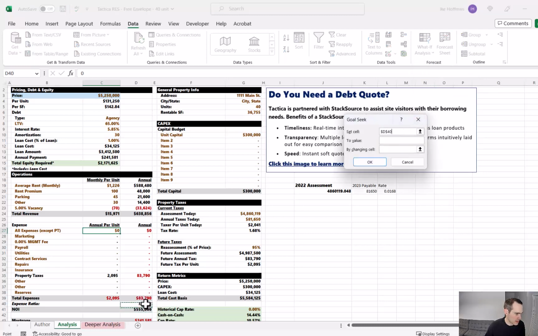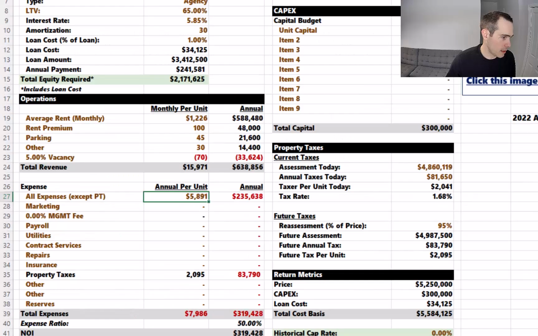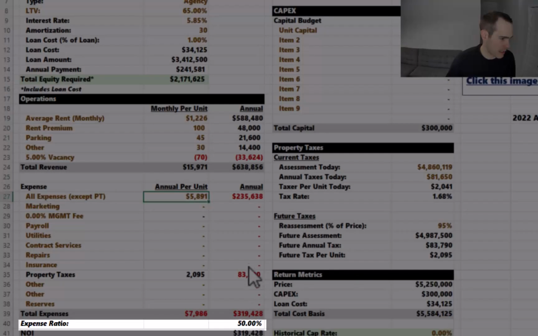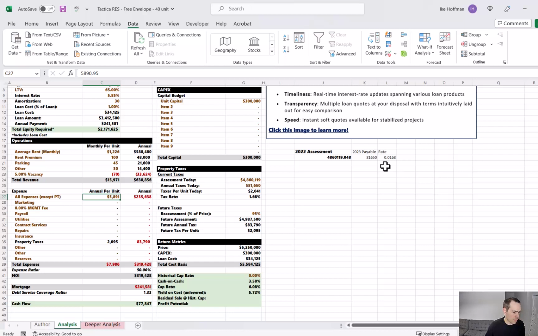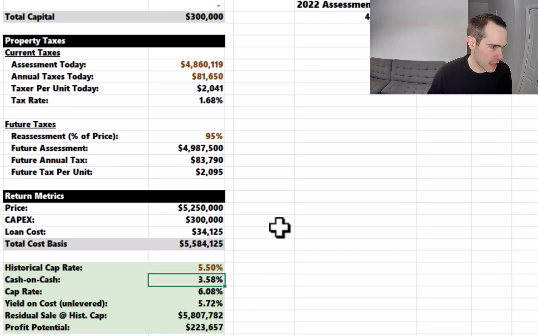So I'll do Goal Seek. We're going to set our expense ratio to 50% by changing the per unit. And a per unit of 58.91 gets us to that 50% expense ratio. And then the final thing we need to do is enter in a historical cap rate assumption in the bottom right-hand corner. In this particular submarket, looking at B minus assets, a 5.5 cap rate has historically been where these assets are trading. So I'm going to put in a 5.5% here.